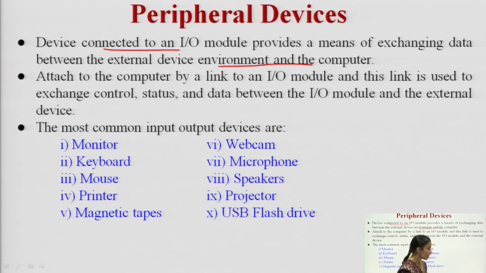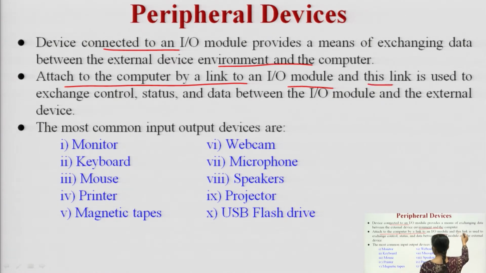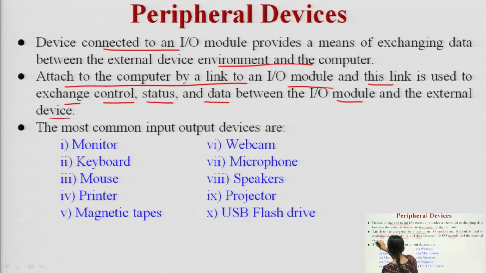And again the output can be received. When I say these devices are attached to the computer, they are attached by a link to an IO module, and this link is used to exchange control, status or data between the IO module and the external device.